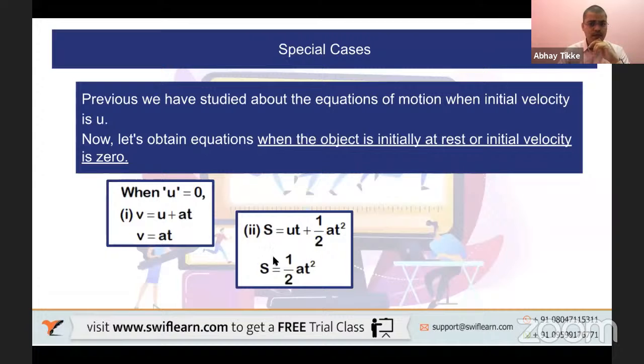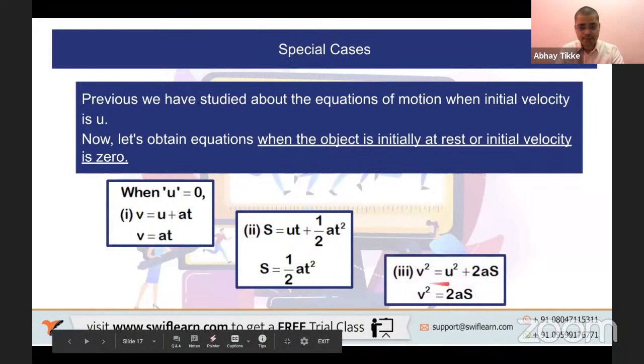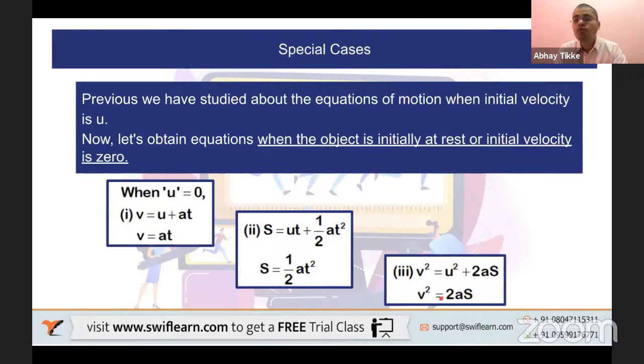Similarly, S is equal to UT plus half AT square में अगर आप U equal to zero डालेंगे तो क्या आएगा? S is equal to half AT square. And in the third equation, V square equal to U square plus 2AS, put U equal to 0, you get V square equal to 2AS. Or in other words, I can say V is equal to square root of 2AS, right? Is this clear? Anybody has any doubt? Right? So these are the three equations when the object is at rest.